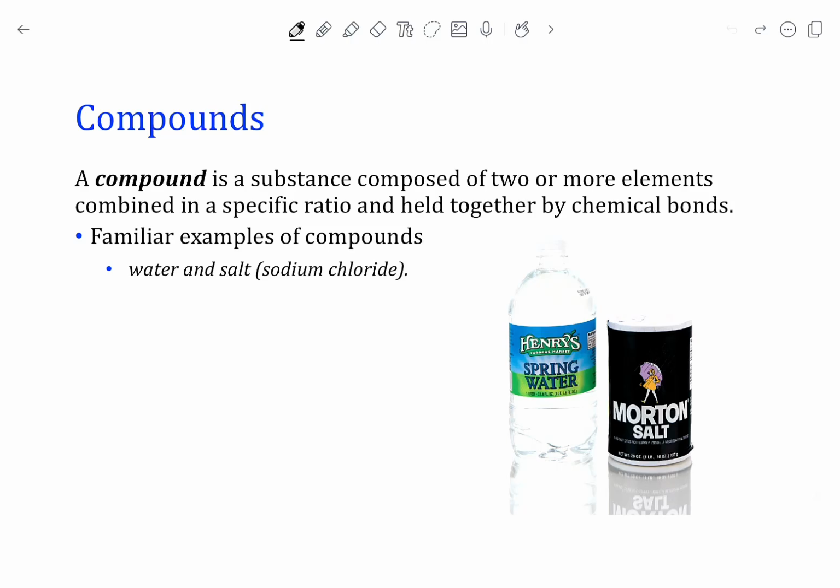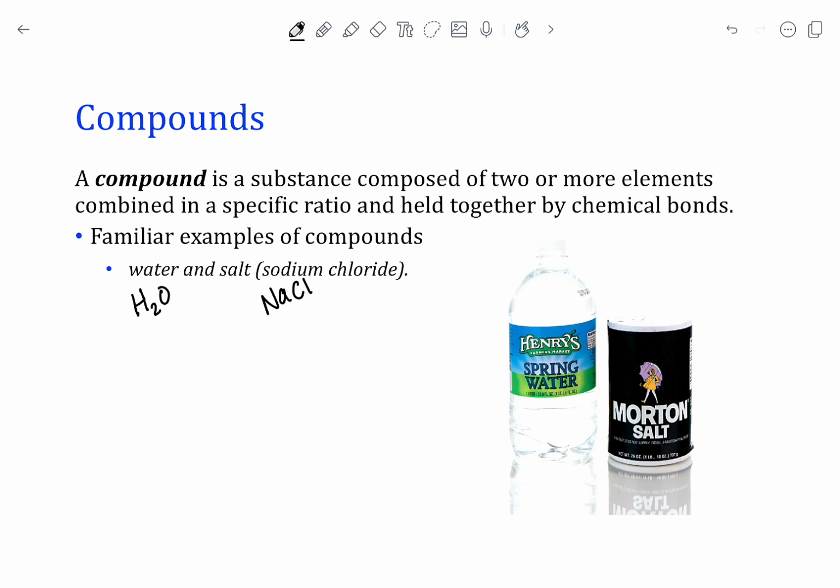Back in chapter 1, we defined a compound as a substance composed of two or more elements combined in a specific ratio and held together by chemical bonds. Some familiar compounds you may see in your daily life would be water, or H2O, and salt, which has the chemical name sodium chloride, which is NaCl.